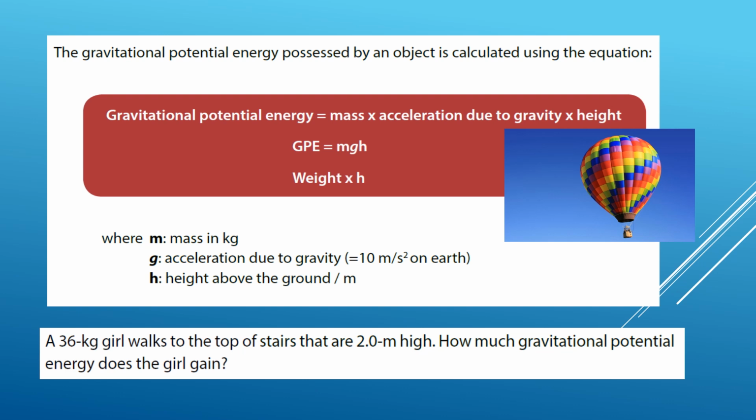What would happen if the girl is going to move still higher, say 3 meters high on the stairs? Will the gravitational potential energy increase, decrease, or remain the same?